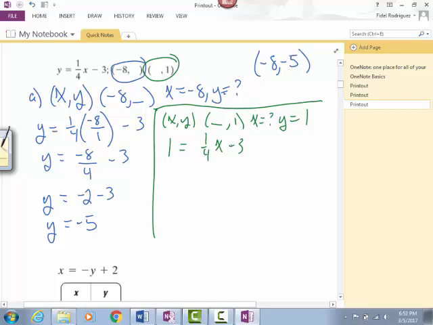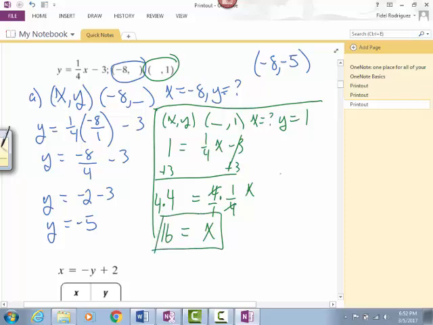I need to get my x by itself, so I'm going to go ahead and add 3 to both sides. That's going to leave me with a 4 equals a 1 over 4 with an x. If you recall, the reciprocal of 1 over 4 would be 4 over 1, so I'm going to multiply here by 4 over 1. And I'm going to multiply here by 4, because it's the same thing as 4 over 1. So that's going to give me a 16. Now remember, these 4's here are going to cancel, and that's going to give me my x. So now that we found x equals 16, I'm going to go ahead and write out my point. So 16 comma, and y was already equal to 1.